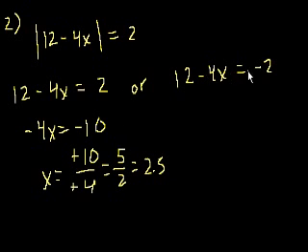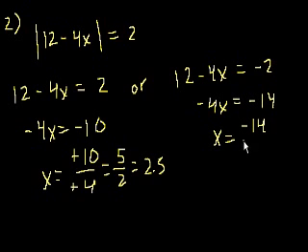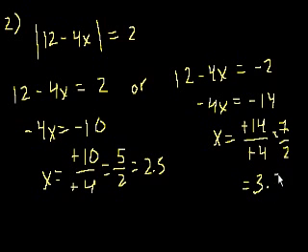So let's look at the other possibility. Subtract 12 from both sides, you get minus 4x is equal to minus 2 minus 12, which is minus 14. x is equal to minus 14 over minus 4. Negatives cancel out, which is equal to 7 halves, which is equal to 3.5. So x could be 2.5 or 3.5, and that is choice D.